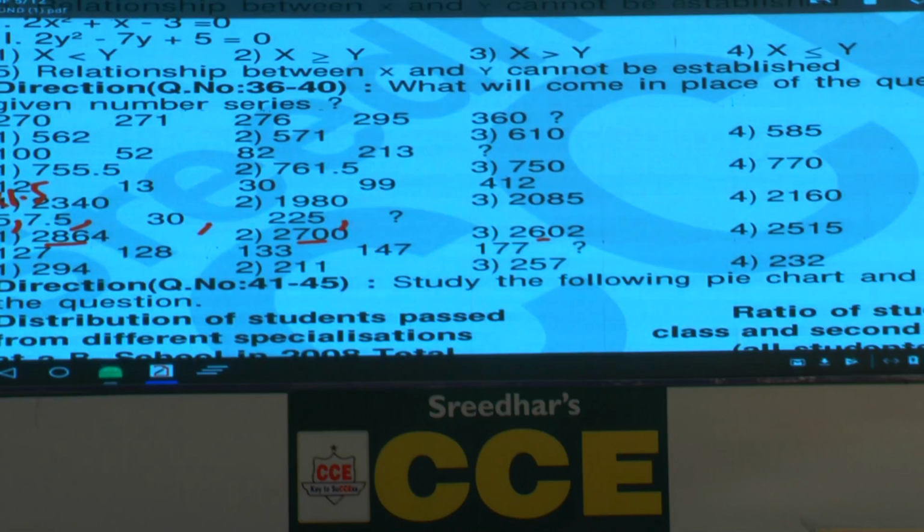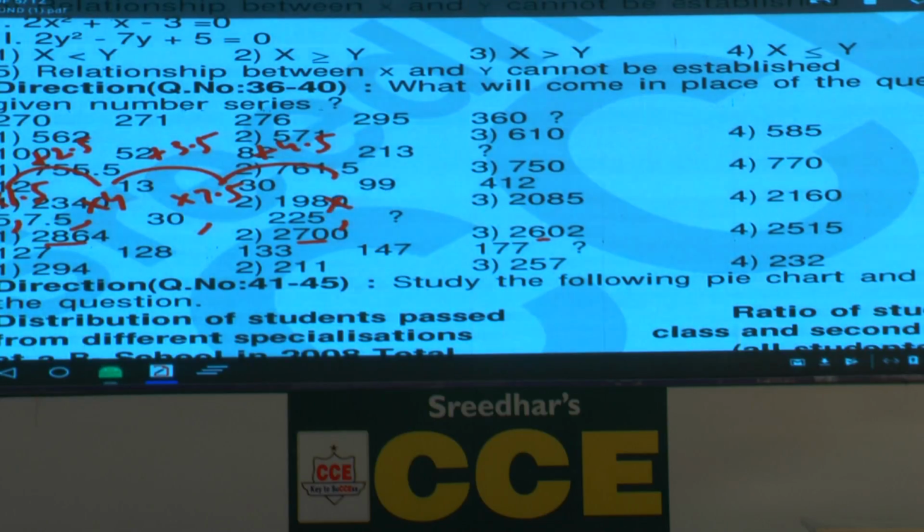Next one 7.5 and 30 can be written as 7.5 into 4, 7.5 into 4 is 30. And 30 and 225, 30 into 7.5, yes, 30 into 7 is 210 plus 15, 210 plus 15 will be 225. Then tell me what is the difference here, 1.5 and 4, it is 2.5 is the difference, plus 2.5, and the next difference 4 and 7.5, plus 3.5, the next one must be 4.5. 7.5 plus 4.5 is how much? 12.